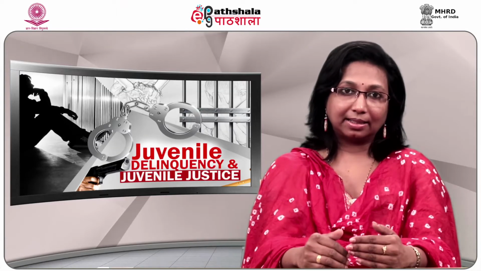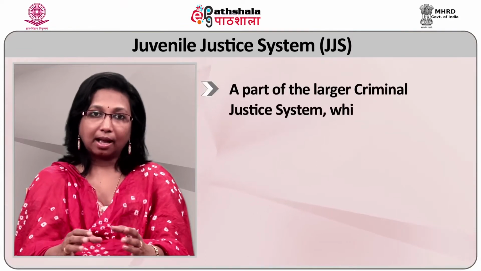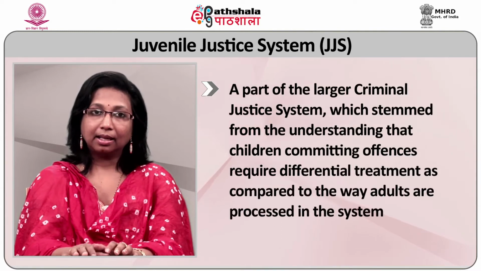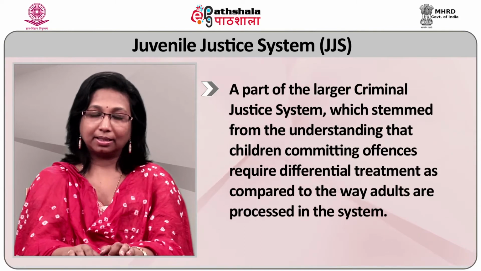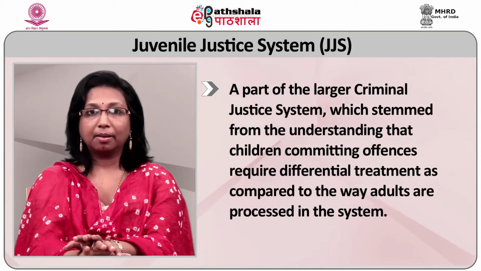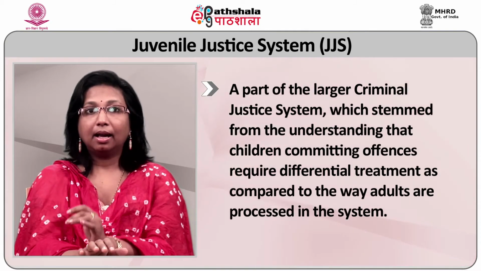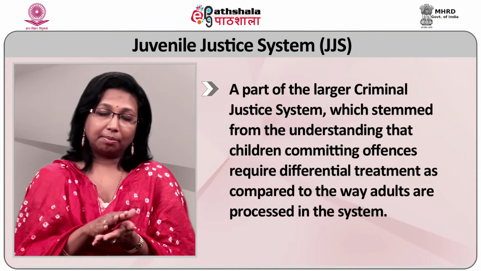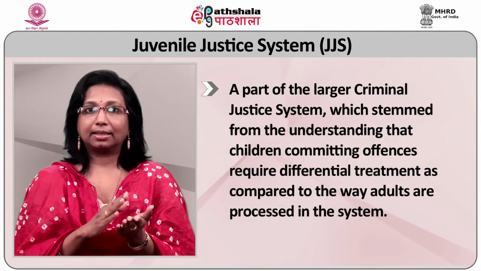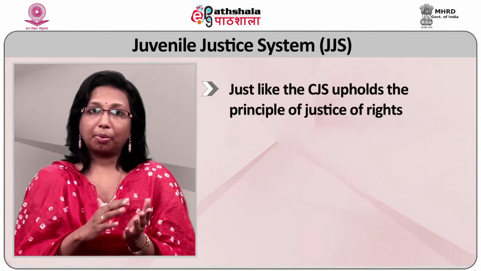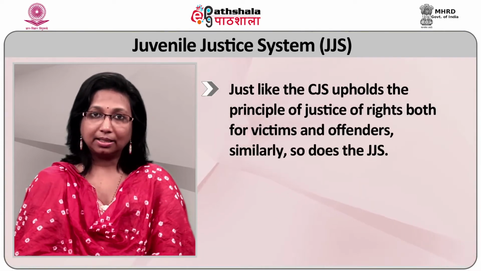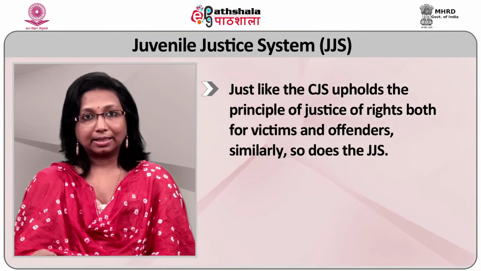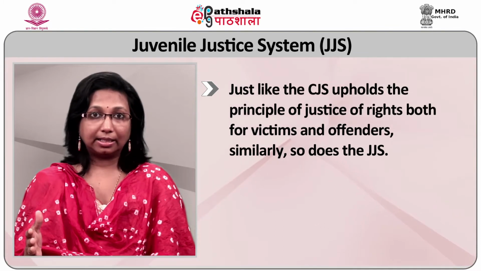Coming to the juvenile justice system, which is a part of the larger criminal justice system, it stems from the understanding that children committing offences require a differential treatment as compared to the way adults are processed in the system. We shall be calling criminal justice system as CJS. Just like the CJS upholds the principle of justice of rights both for victims and offenders, similarly does the juvenile justice system, which we shall be calling the JJS.